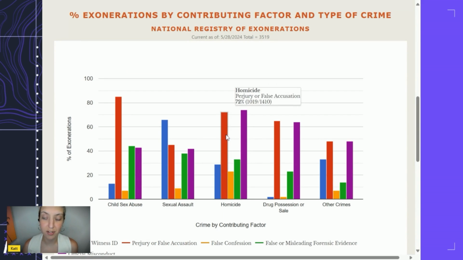If we go over to homicide, 2 stand out here. You have perjury or false accusation at 72%, and official misconduct at 74%. Drug possession or sale, perjury or false accusation leads at 65%, and close behind is official misconduct at 64%. And if you go over to other crimes, again, leading is perjury or false accusations as a contributing factor, and then official misconduct, at 48% for both of those. And then not too far behind is mistaken witness ID.